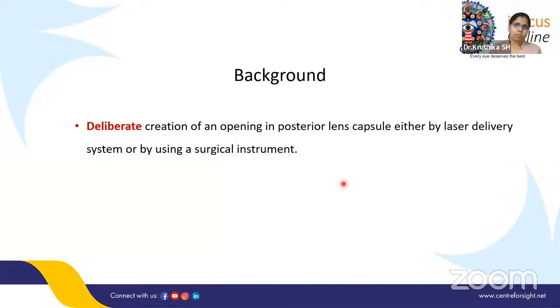So, what is posterior capsulotomy? As the name states, it means making an opening in the posterior lens capsule deliberately. That is, intentionally making an opening in the posterior lens capsule. How do we do it? Either by a laser delivery system or by using a surgical instrument.